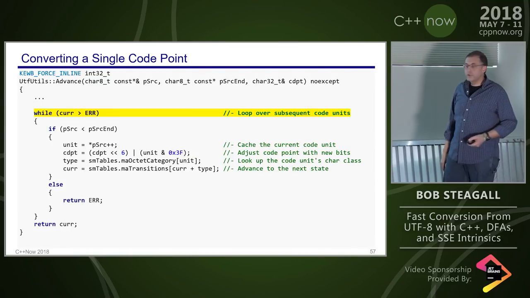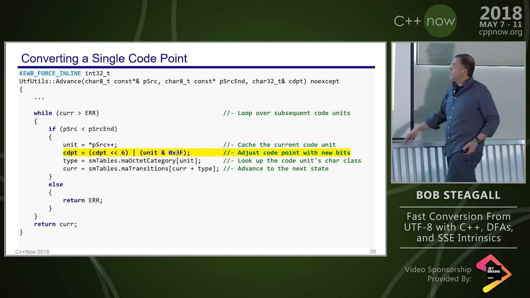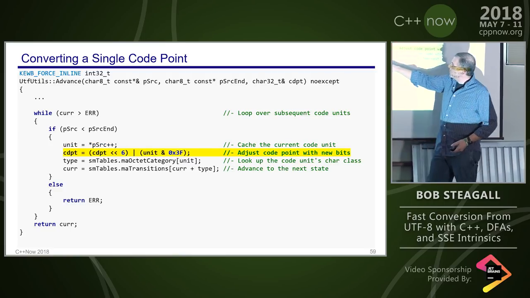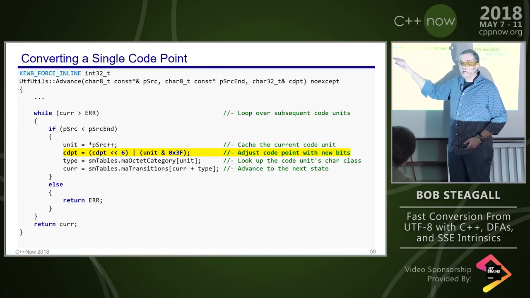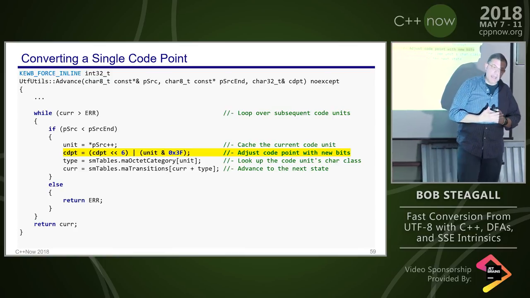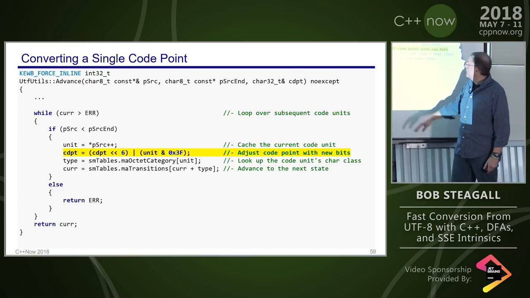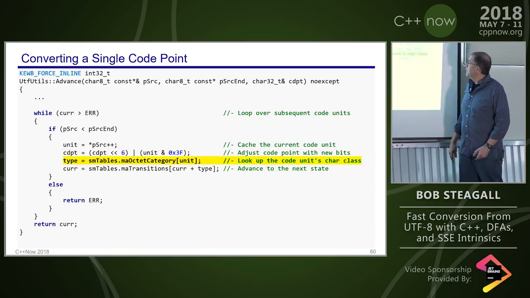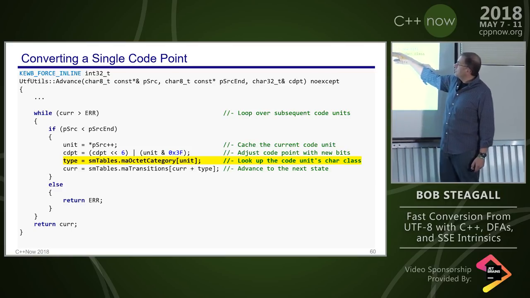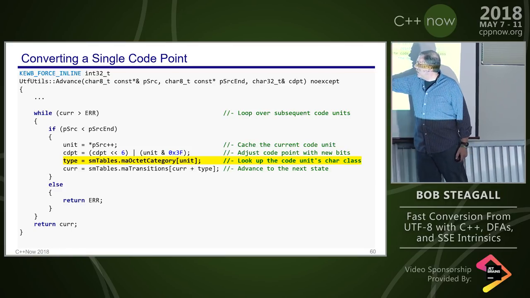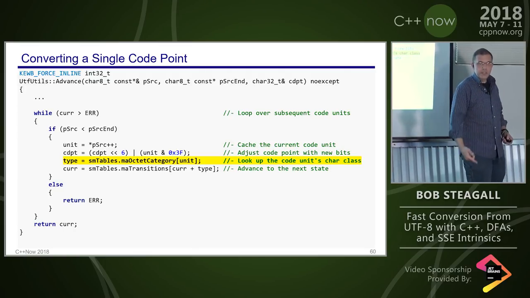Now we're going to loop over the trailing bytes. I'm going to get the value of the current code unit. I'm going to adjust the code point. So I'm going to take the current value of the code point, I'm going to shift it left by 6 bits, I'm going to take my current code unit, I'm going to mask off the lower 6 bits, and I'm going to bitwise OR them onto the code point. I'm going to look up the code unit's character class, and given the value of the code unit and its type, I'm going to use the state plus the type to do a lookup in the transition table to determine the next state.